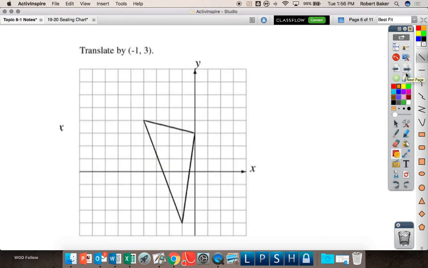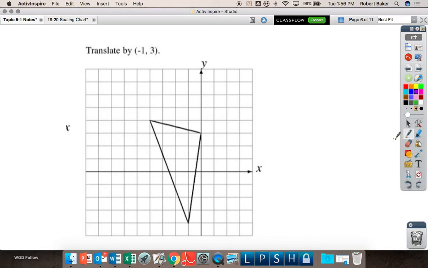All right, let's try this one. It says translate by the rule -1, 3. I want you guys to write the big vector notation, and then we're going to apply the transformation, apply the translation. So what's the rule? Big T. Sideways V. Arrow. -1, comma, 3, arrow.